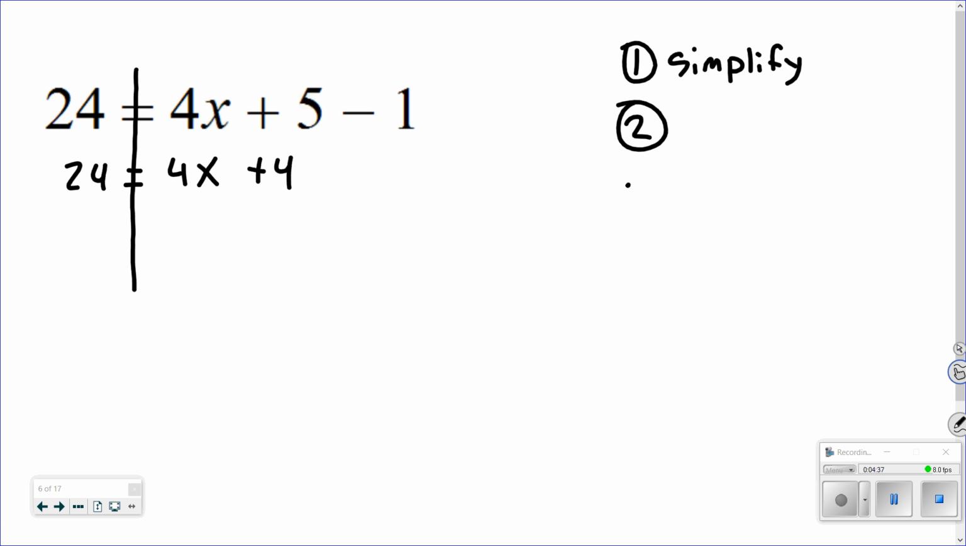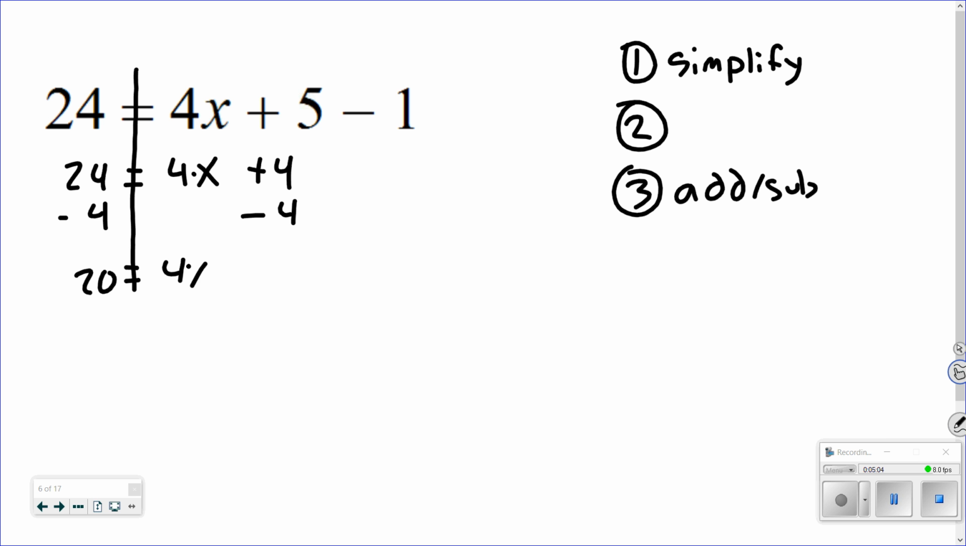Okay, step number 3 is normally we're going to add or subtract next. So we're trying to get x by itself from this point on. We're going to do that by adding and subtracting. So I have 24 equals 4x plus 4. I got to get rid of the 4 times x, and I got to get rid of the plus 4. Start by the adding and subtracting. So I'm going to minus 4 from the right side of the equation. That means I have to minus 4 from the left side of the equation. So 24 minus 4 is 20 equals 4x, 4 minus 4 is 0, so it goes away.